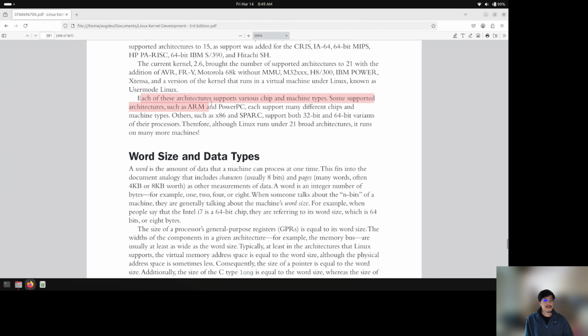Each of these architectures supports various chip and machine types. Some supported architectures such as ARM and PowerPC each support many different chips and machine types. Others, such as x86 and SPARC, support both 32-bit and 64-bit variants of their processors. Therefore, although Linux runs under 21 broad architectures, it runs on many more machines.